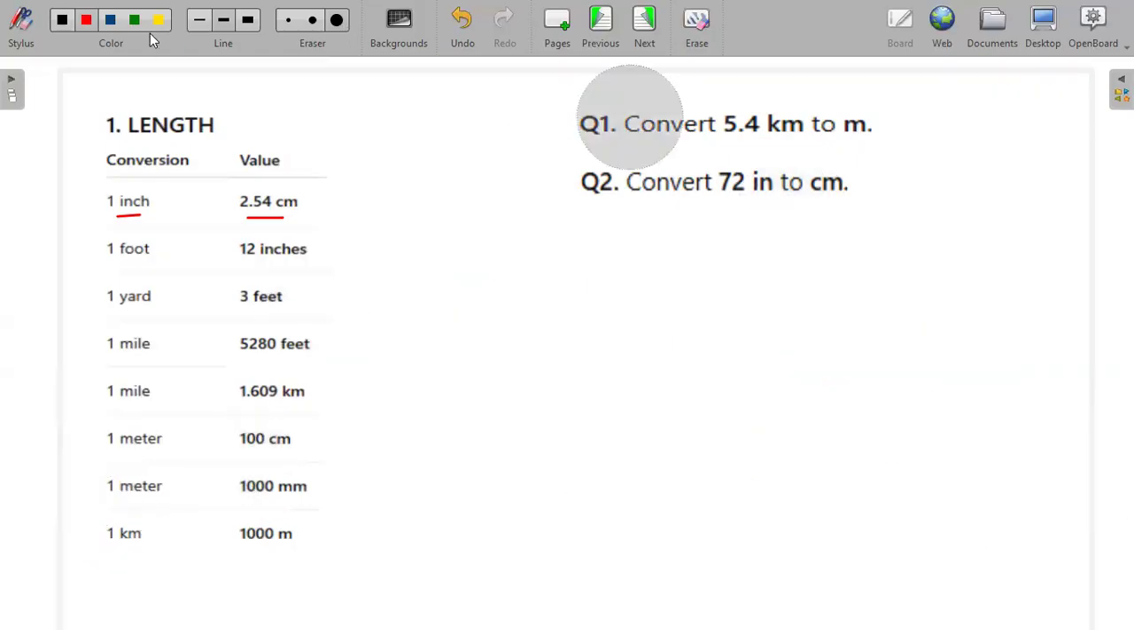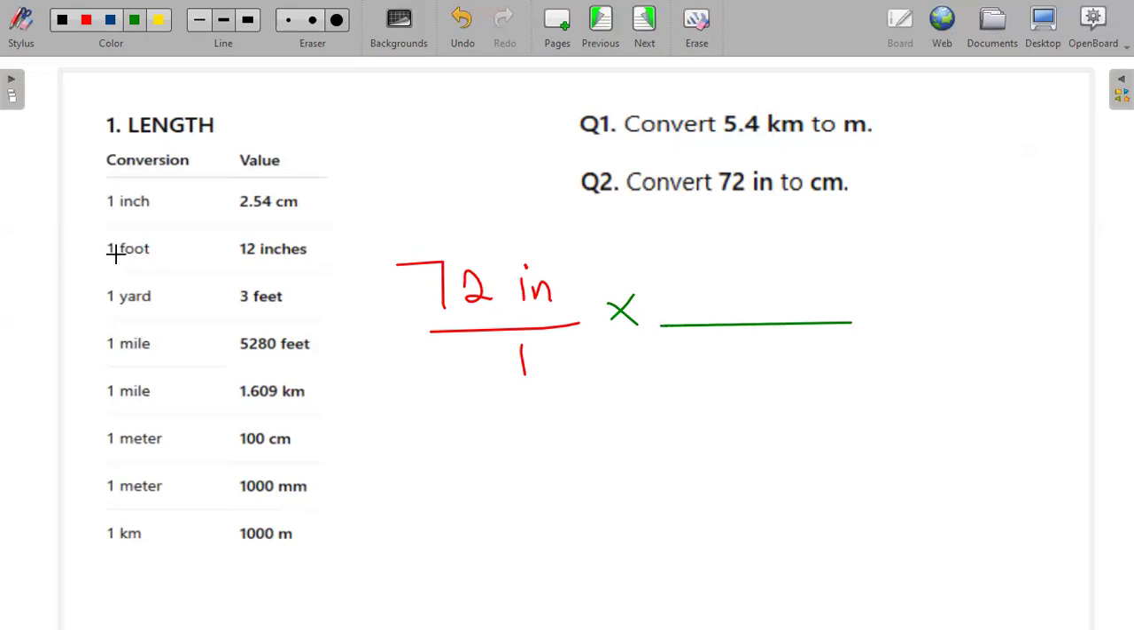If you have any question, just unmute yourself and then you can ask. So the other example there is convert 72 inches to centimeters. So I'm going to write 72 inches here divided by 1, and then I multiply by the conversion factor. So the conversion factor is 1 inch is equal to what? 2.54 centimeters. So the one that has the inch goes down here so that it cancels out with this one.